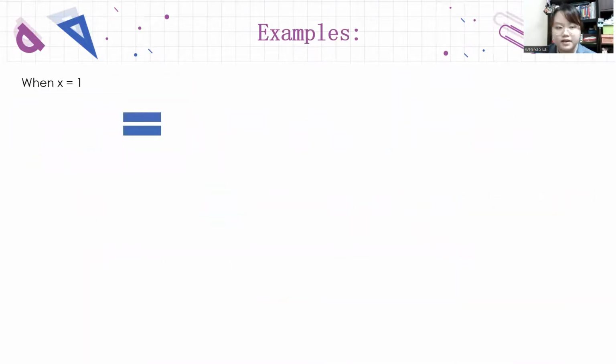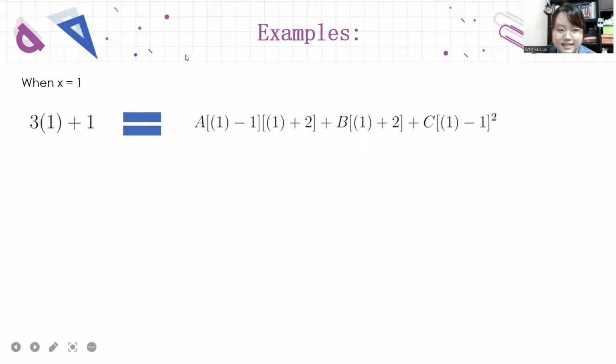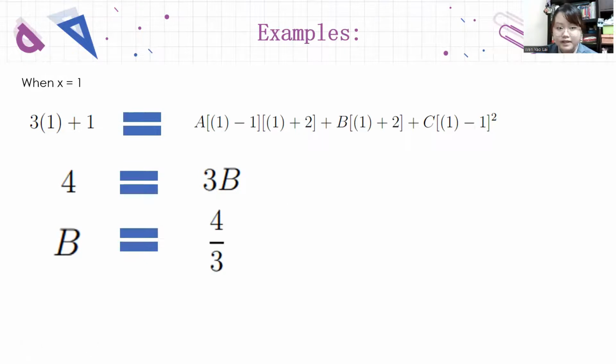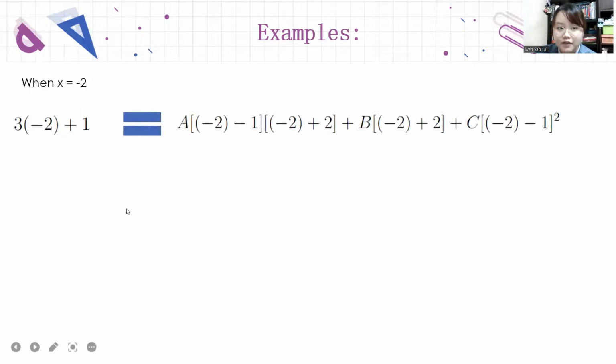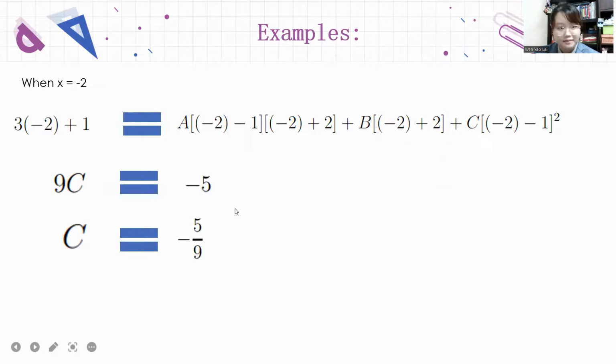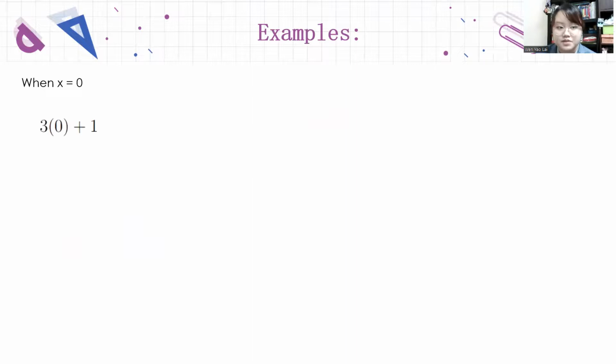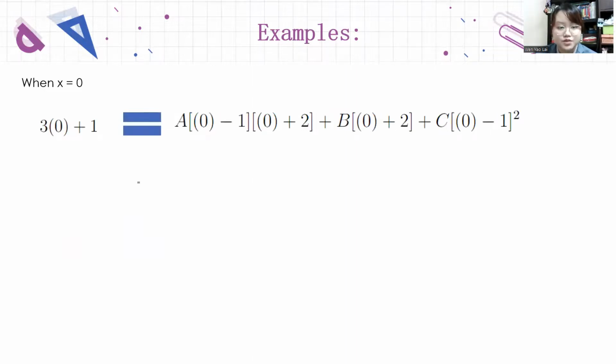So let's continue from here. When x equal to 1, we will get the form like this. We just need to substitute into the equation, and we will get b, the first unknown that we obtain, the value is 4/3. After that, let's continue with the other two unknowns. Where x equal to -2, again substitute the value into the equation, and we will get 9c equal -5 and c equal -5/9.